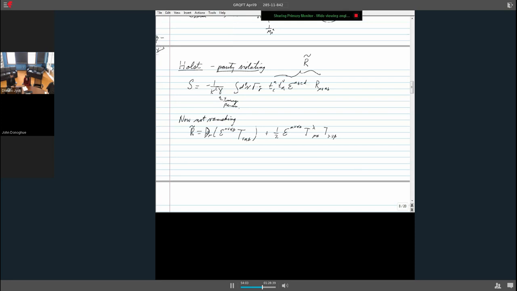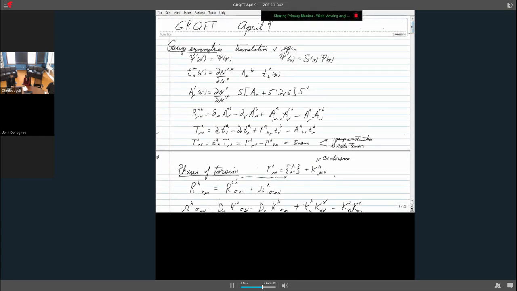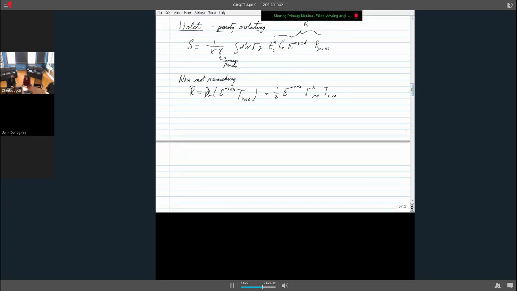Okay, the last thing I'll do is there's actually a new term in the action that's interesting and also not very well explored that can come in now, the Holst term. It goes by the name of Holst, who did it. And there's a whole new sector, which is parity violating, and also not that well explored. So here's how you construct it.